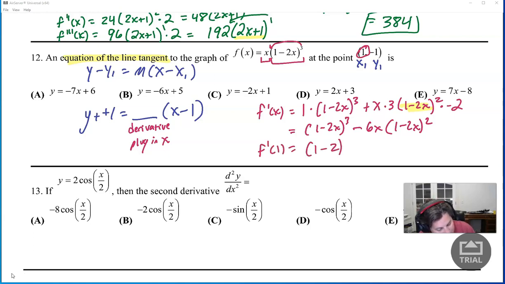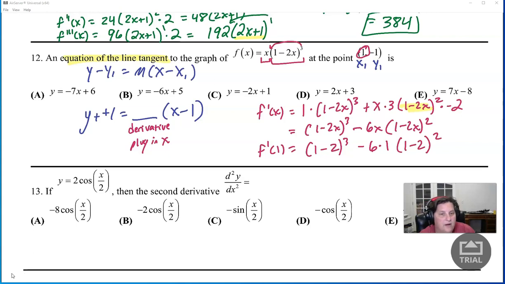2 times 1 is 2. Minus 6 times 1. 1 minus 2 squared. Okay. 1 minus 2 is negative 1. Negative 1 to the third is negative 1. 1 minus 2 is negative 1. Negative 1 squared is 1. So I have negative 1 minus 6 times 1 times 1. So I have negative 7.